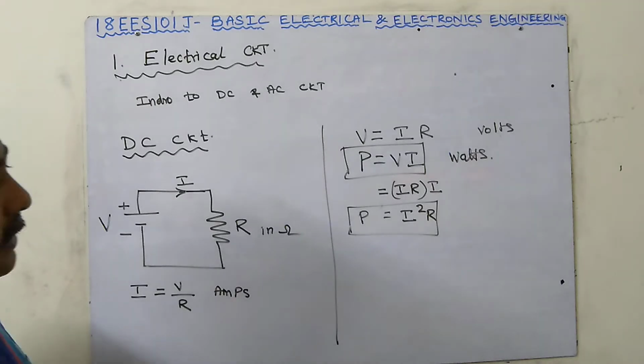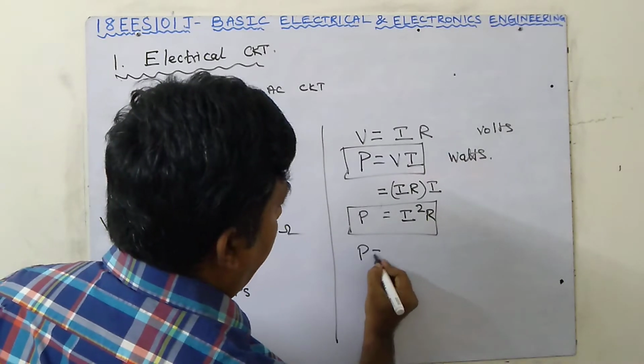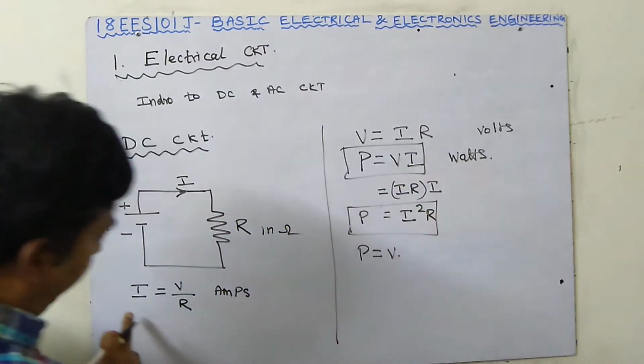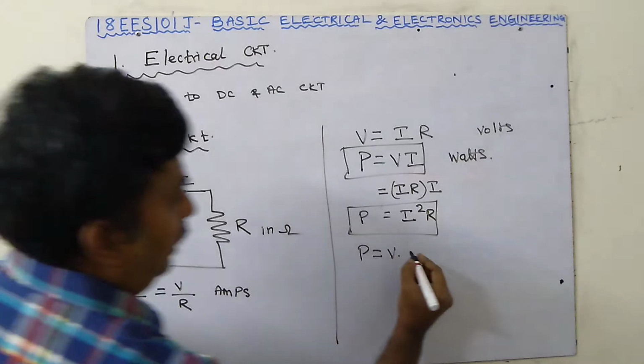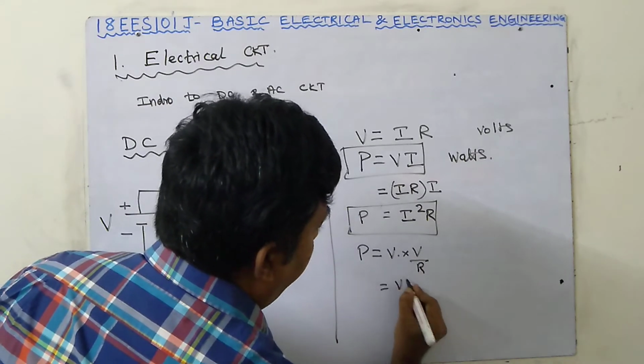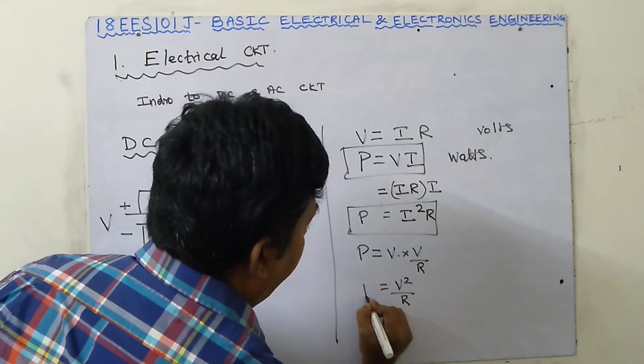Another thing is that if I go for P equal to VI, V I am taking as it is. What is the value of I? I equal to V by R. So P equal to V into V by R, which is equal to V square by R. Any formula we can use.